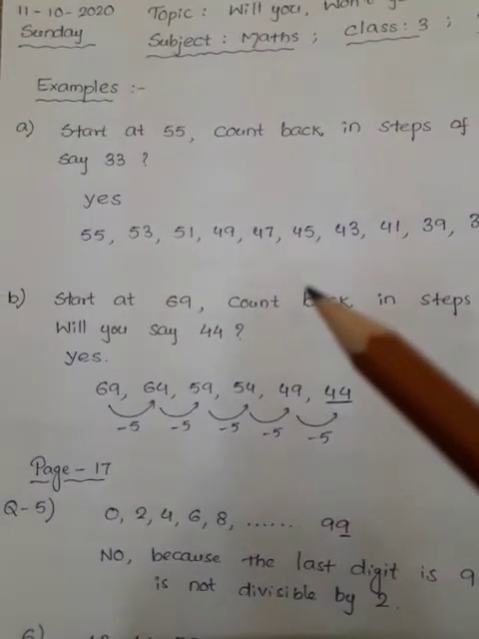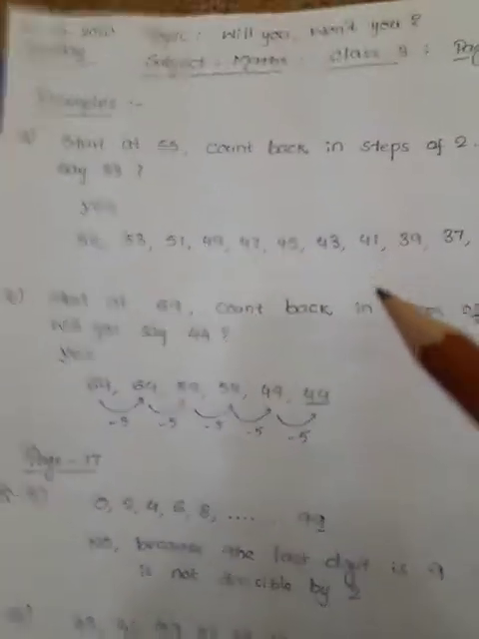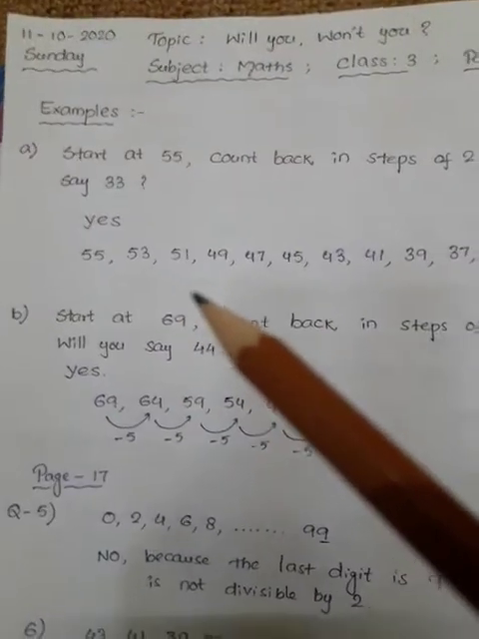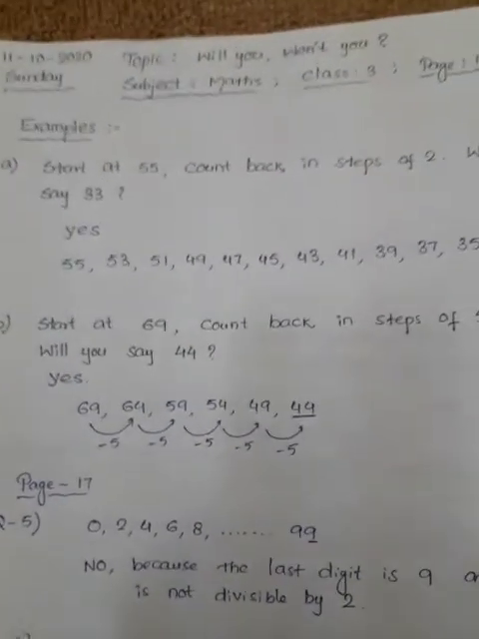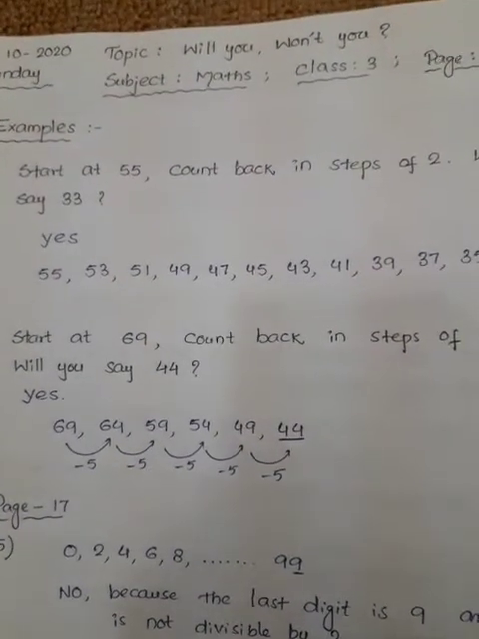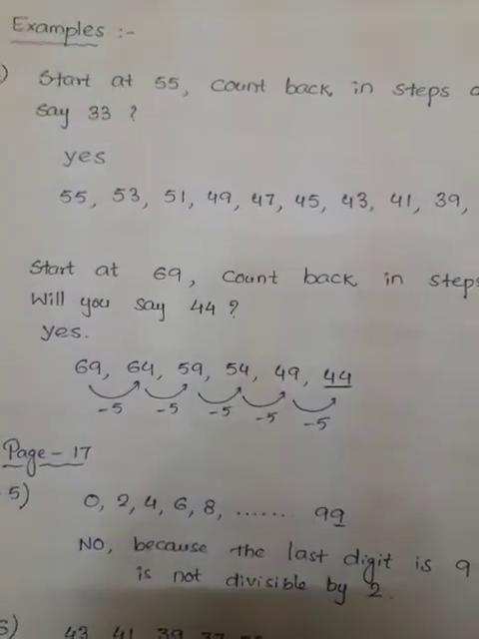Okay, now here the example is: start at 55, count back in steps of 2. Now we have to count back. Back means we have to decrease the value. Forward means you have to add the value. Backward means you have to decrease the value, that means you have to subtract. So will you say 33?